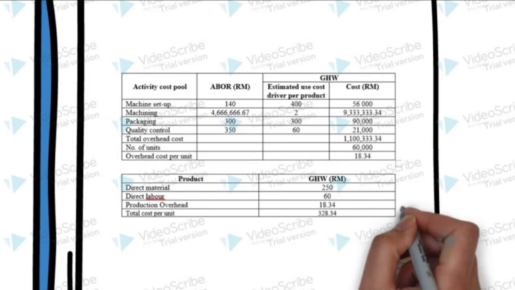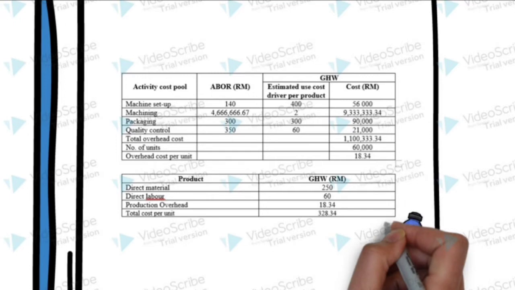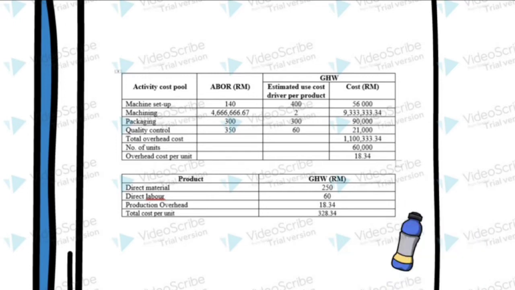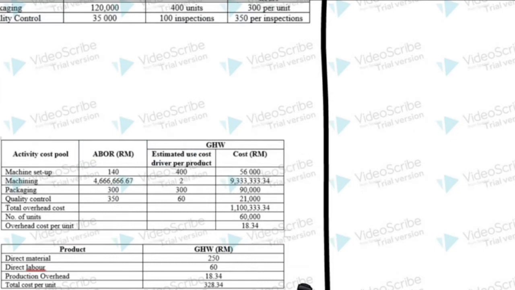After that, total up all the overhead costs that have been calculated earlier and get 1,100,333 ringgit 34 cent. Then divide the total overhead cost by 60,000 units and get the overhead cost per unit of 18 ringgit 34 cent. To obtain the total cost per unit, there must be direct material, direct labor and production overhead. Our final answer will get 328 ringgit 34 cent.